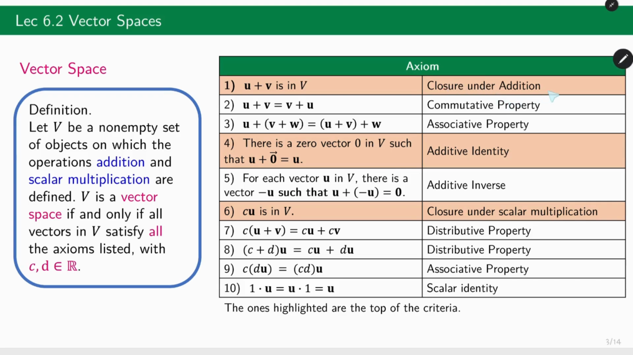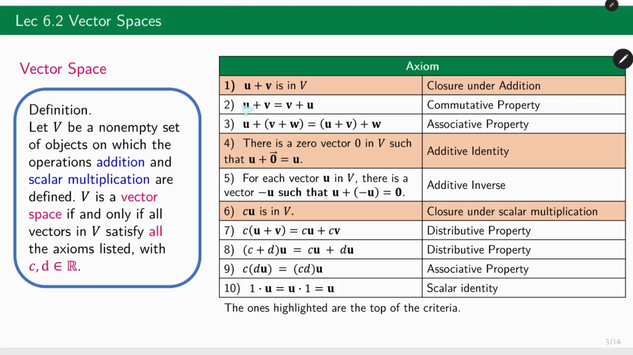This is closure under addition, meaning to say if you are going to add two real numbers, the result should be a real number as well. If you are going to add, let's say, a 1 by 2 matrix, the result should be a 1 by 2 matrix as well. So that is the meaning of closure under addition. The sum must belong to the same vector space.